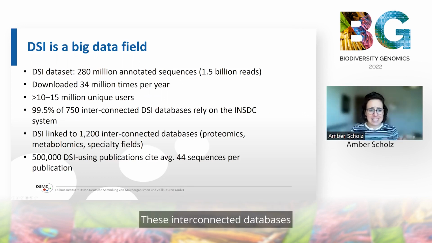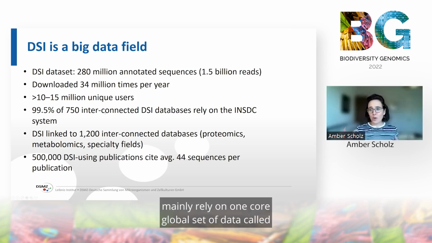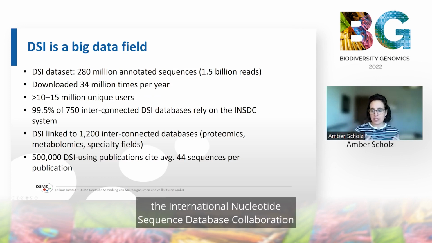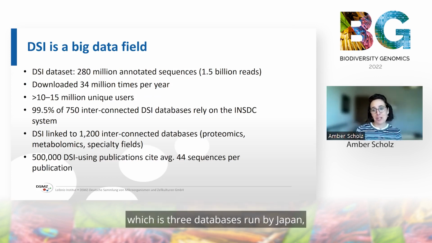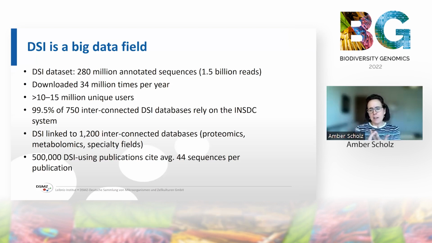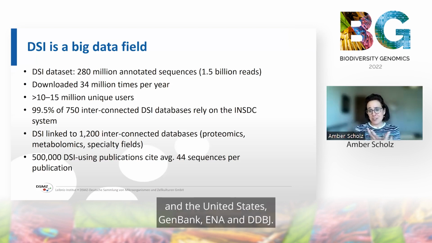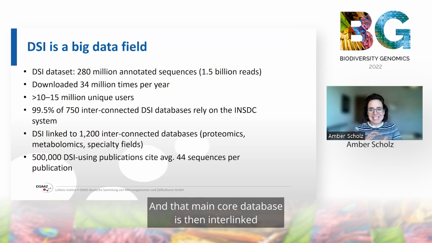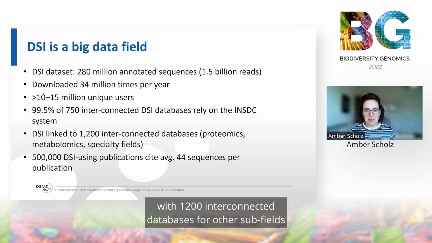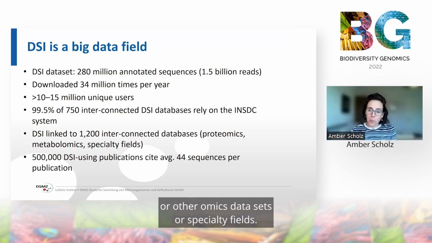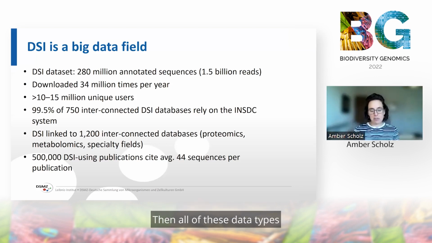These interconnected databases mainly rely on one core global set of data called the International Nucleotide Sequence Database Collaboration, which is 3 databases run by Japan, the European Union, and the United States, GenBank, ENA, and DDBJ. And that main core database is then interlinked with 1,200 interconnected databases for other subfields or other omics data sets or specialty fields. Then all of these data types are cited in about 500,000 DSI citing or using publications, in which an average about 44 sequences per publication is used.